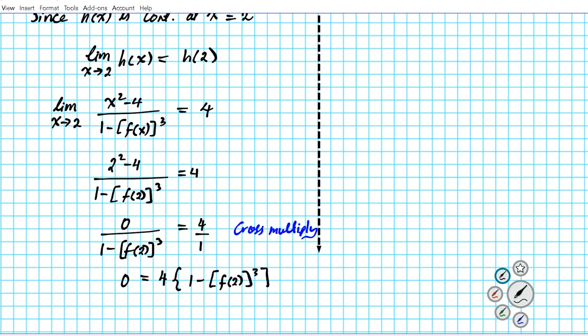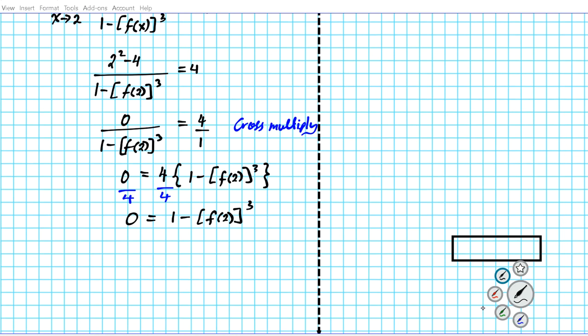The goal is to get f of 2 by itself. It's no longer in the denominator, which is excellent. To get f of 2 by itself, we just divide by 4, subtract 1, and take the cube root, and we're good to go. If you divide both sides of the equation by 4, you get 0 equals 1 minus f of 2 raised to the third power.